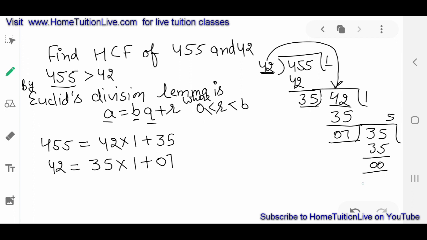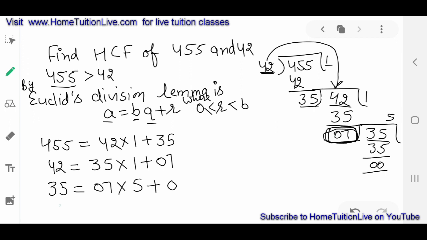So this is our last step. We can write it here as dividend, divisor, quotient plus remainder. So what is the HCF? HCF is the last divisor we get in this complete process.